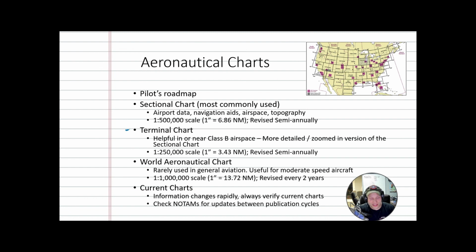The terminal chart is helpful in Class B airspace, so it's a more detailed, more zoomed-in version of the sectional chart. There's the World Aeronautical Chart. These are a bit bigger, 1 to a million scale, revised every 2 years. And then you always want to verify that your charts are current, and you can check that by looking at the front of your chart to see when it expires.